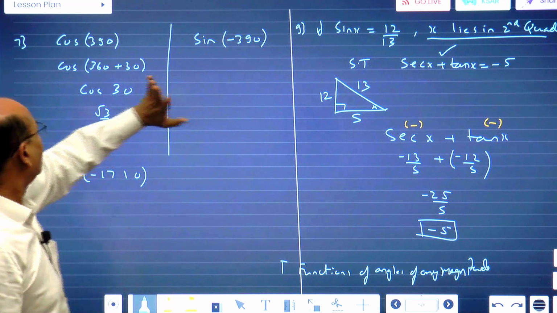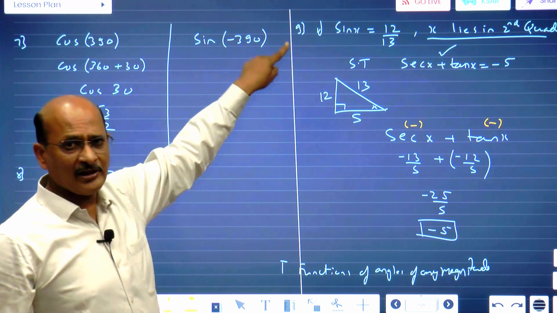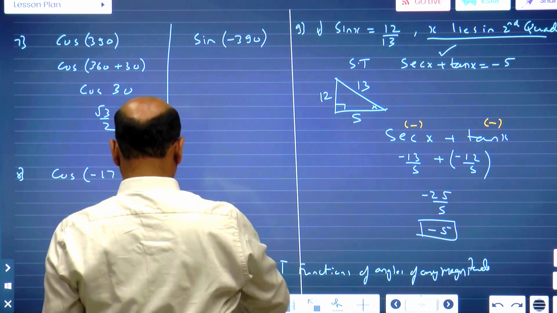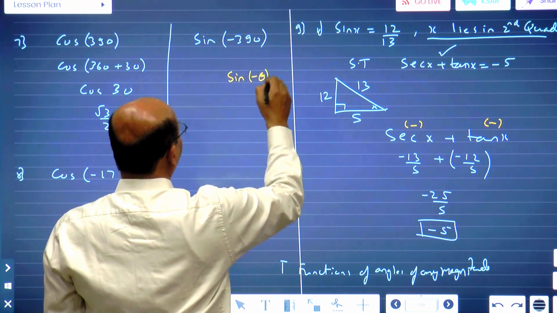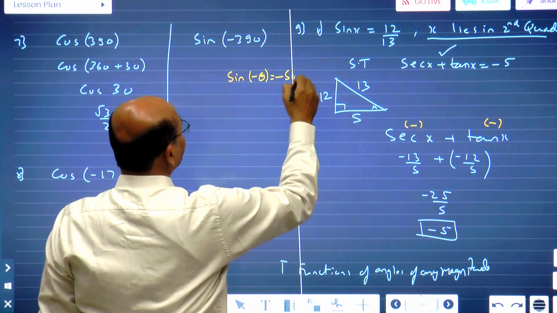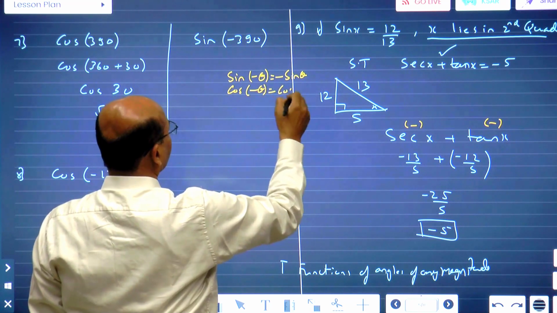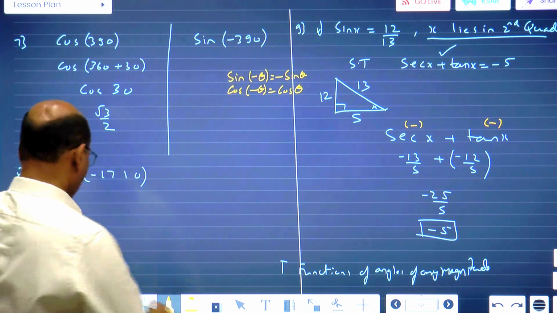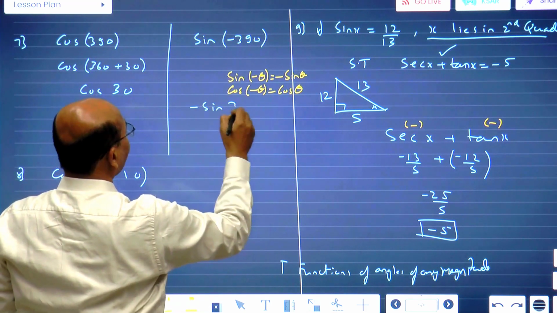Sine of, oh my god. Now here it was cos of 390, I had no issue. But here it is minus 390. So remember one thing: sine of minus theta is minus sine theta. Similarly, cos of minus theta is cos theta only. Keep that in mind. So sine of minus theta is minus sine theta. So what I can do here is write this as minus sine 390.